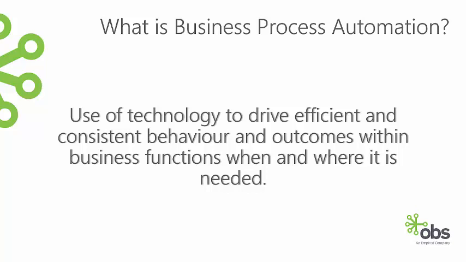So first, if we may, let's start with the definition. Today we are talking about forms and workflow, but more broadly, we are talking about business process automation, or BPA. For our purposes today, we will define BPA as the use of technology to drive efficient and consistent behavior and outcomes within business functions, both when and where it is needed. At the highest level, BPA is ultimately about our desire to improve the capture and management of information, and perhaps more simply, just to get work done.